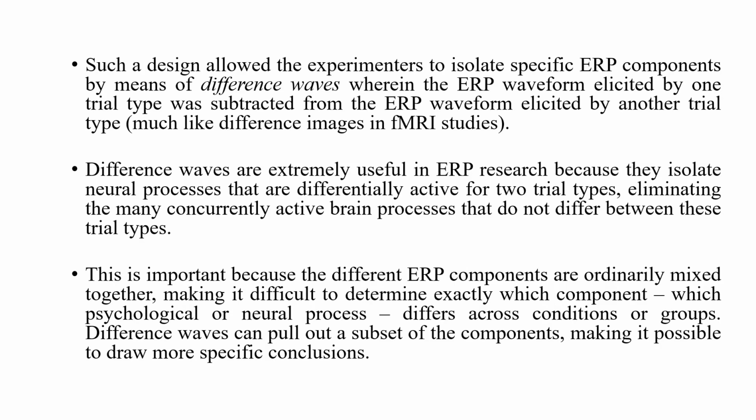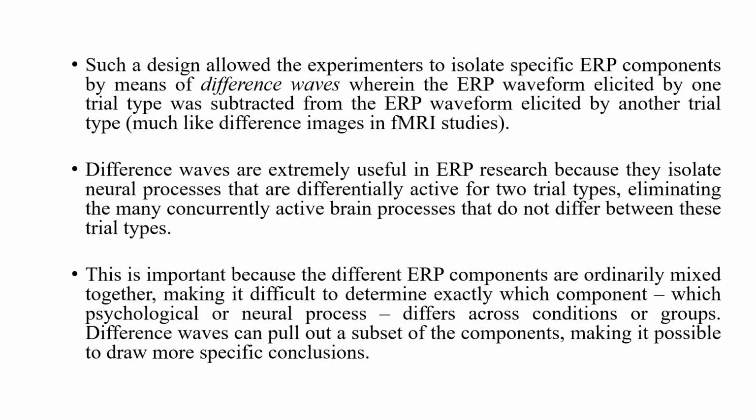Now, such a design allowed the experimenters to isolate the specific ERP components by means of difference waves, wherein the ERP waveform elicited by one trial type, let us say digits, was subtracted from the ERP waveform elicited by the other trial type, let us say letters, much like the difference images that we do in fMRI. Now, difference waves are extremely useful in ERP research because they isolate neural processes that are differentially active for the two trial types. It basically tells us how the brain is separately processing the digits and the letters.